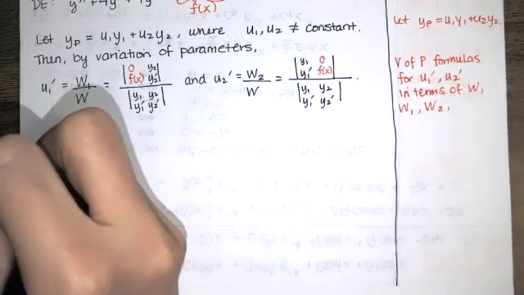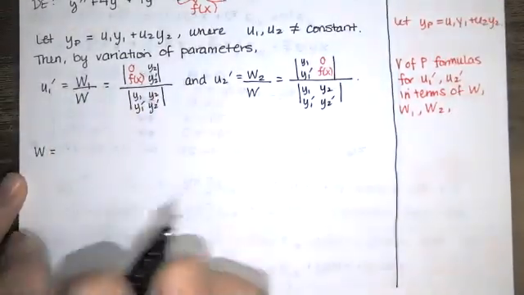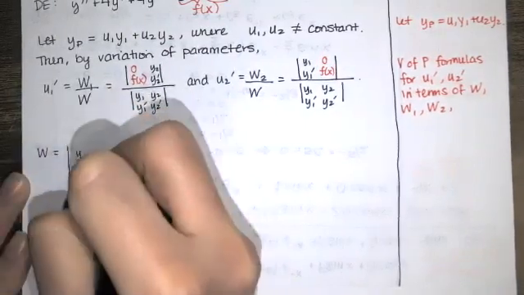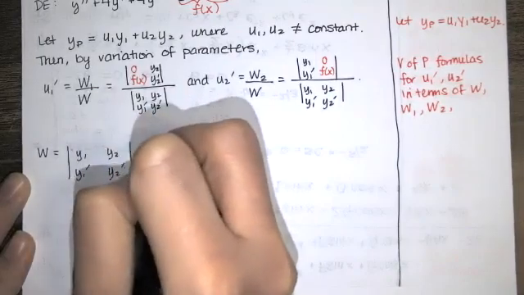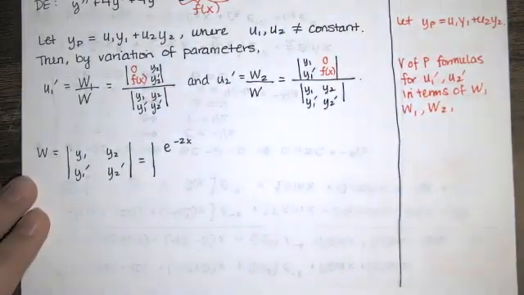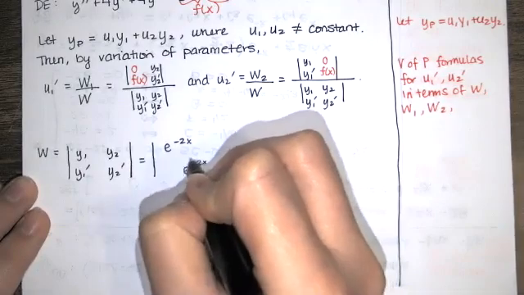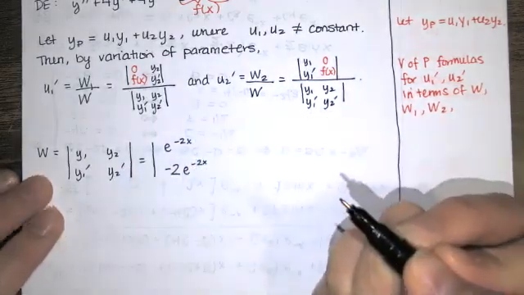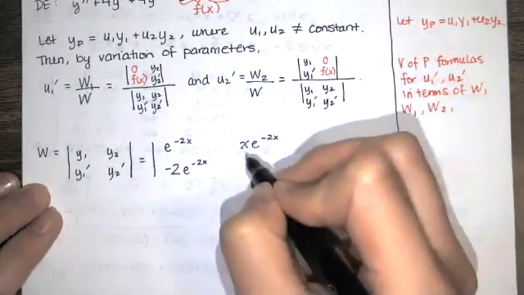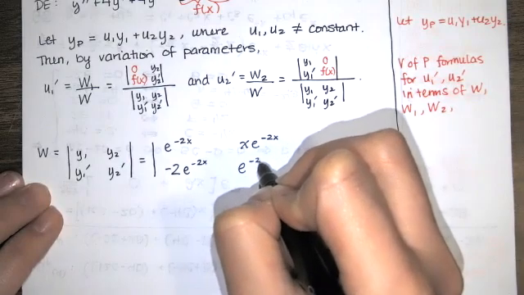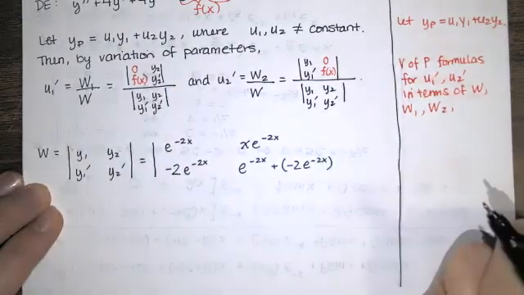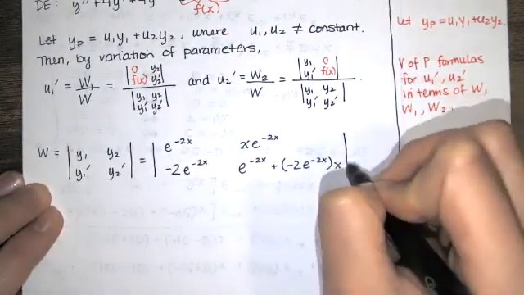So then we've got our formulas, so we need to compute those three determinants. So I'll compute the Wronskian first. And y sub 1 was e to the negative 2x. The derivative of e to the negative 2x is e to the negative 2x times the derivative of the inside, which is a negative 2. And then y sub 2 is x times e to the negative 2x. So we'll have derivative of the first times the second, plus the derivative of the second, which is negative 2 times e to the negative 2x times the first.